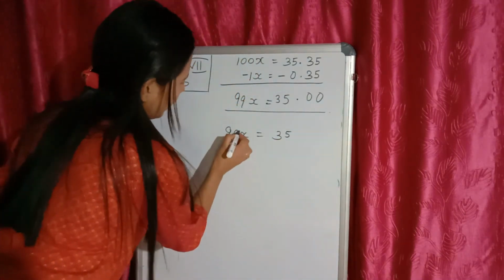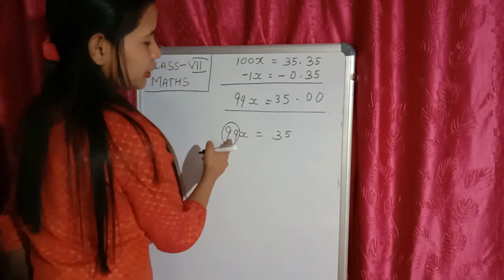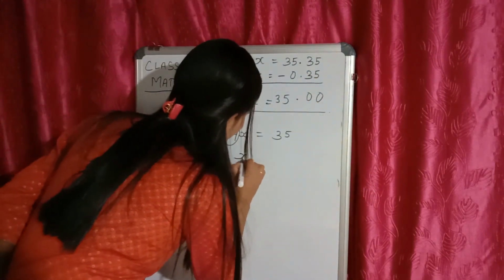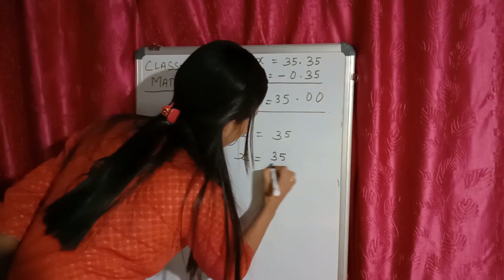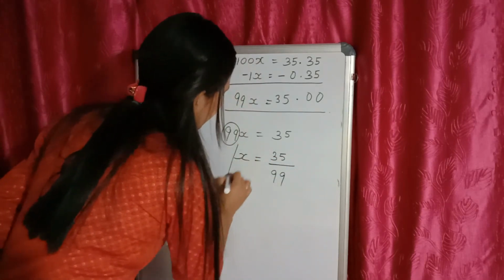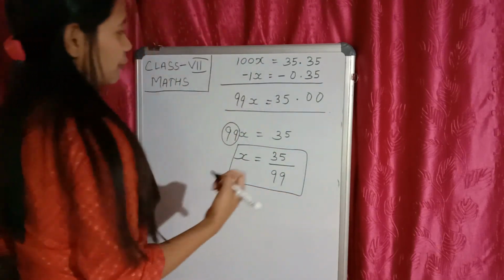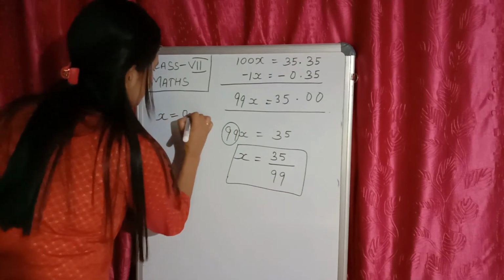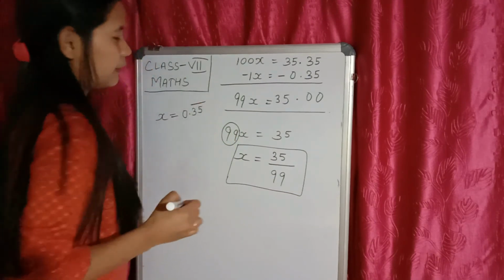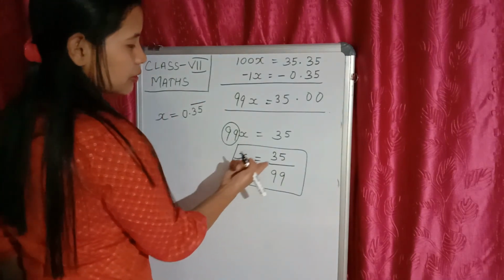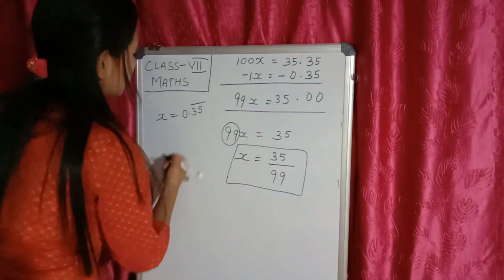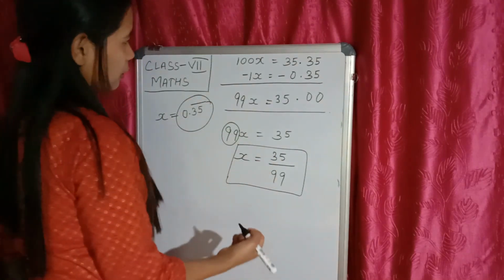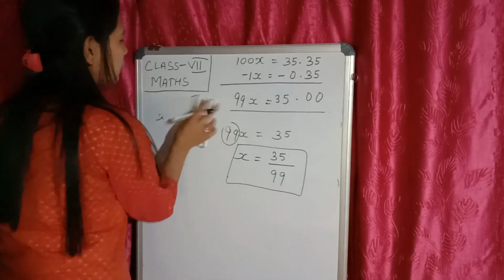Okay. So 99 is in multiplication here. When we take this towards the right, it gets converted into division. So x will be equal to 35 by 99. If we look back, we had started our solution by assuming x to be 0.35 bar, and again we got x equals 35 by 99. So the equivalent fraction of this decimal is 35 by 99. This is how we do the conversion.